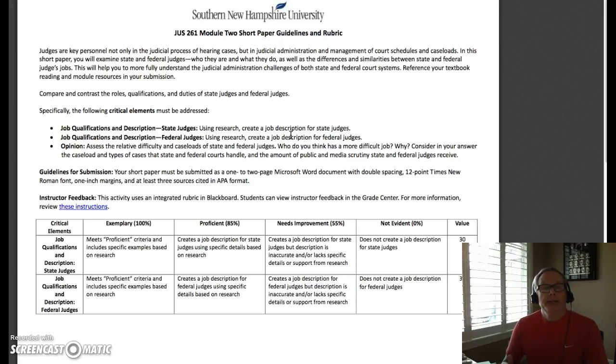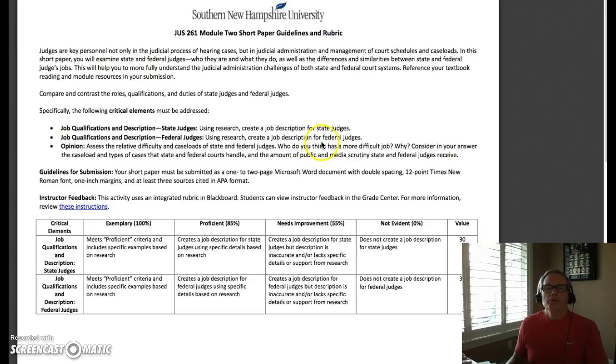And then evaluate how those judges get those jobs and what the qualifications are and what the descriptions are, okay? So you have to do that for both state and federal judges, all right? So you have to do a little bit of research, and I'll show you a link that we have inside Module 2 that you can use as a good source as you begin to evaluate job qualification description for state judges, and then you can look at the same thing for federal judges.